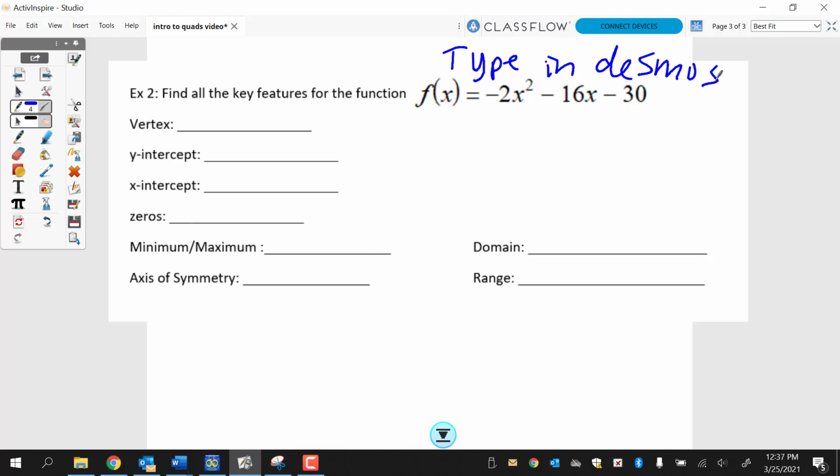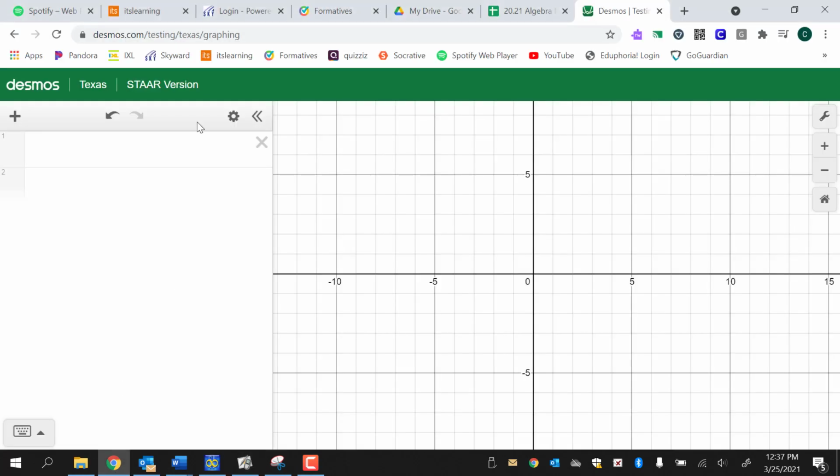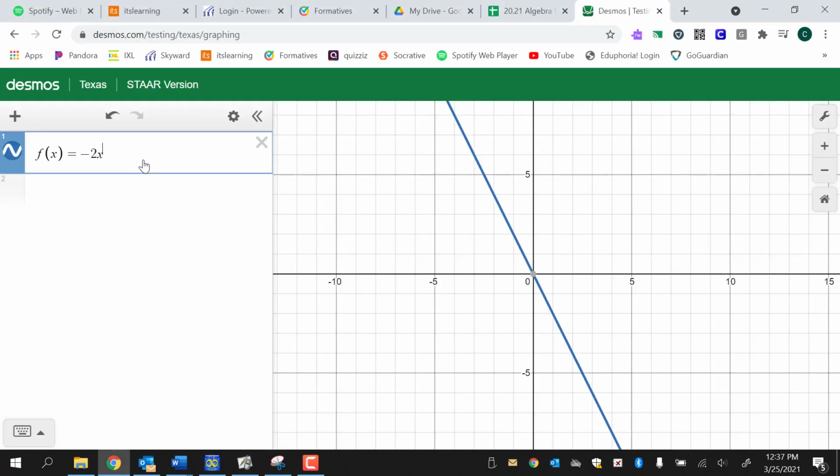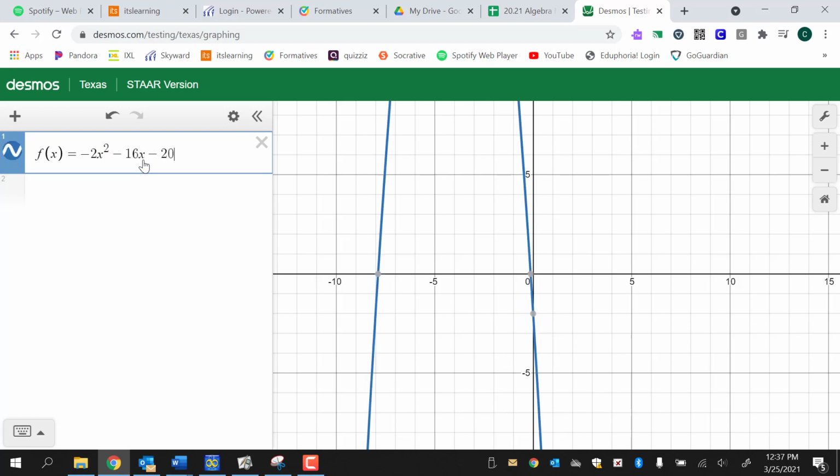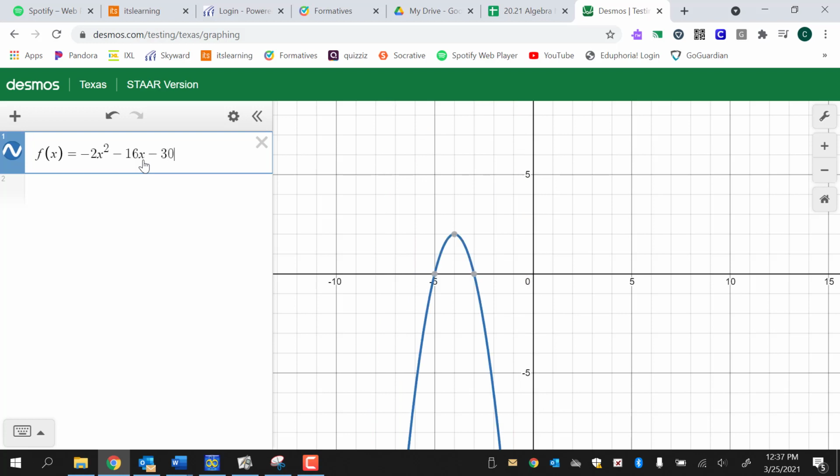So I'm going to type it in. F of x equals -2x squared minus 16x minus 30. Okay, so here's my graph. I'm still going to do all the same things that I just did using the graph that's in the calculator.